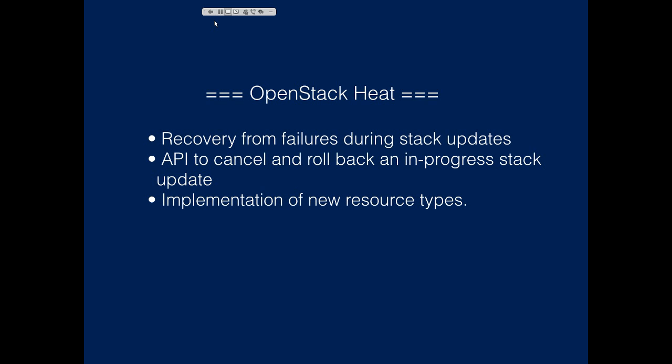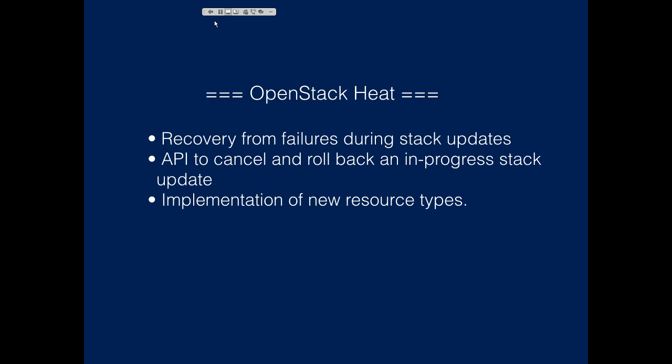OpenStack Heat implemented a few neat features, like recovery from failures during stack updates. Earlier, you ran the heat stack-create command and you could not interfere in its operation. It would do its job, fail or pass. Now you can recover from the failures as well, and there is an API to cancel and roll back an in-progress stack update. There are also new resources now available, like Glance Image and software deployment.